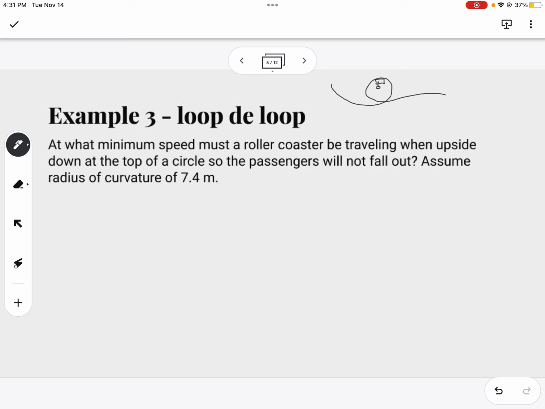At what minimum speed must a roller coaster be traveling when upside down at the top of a circle so that passengers will not fall out? This is pretty crucial stuff.